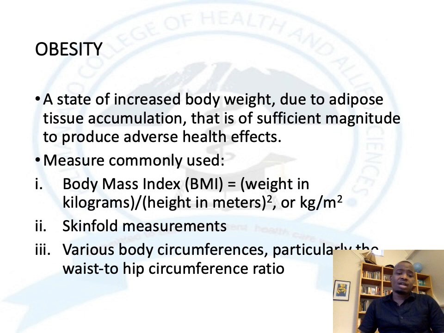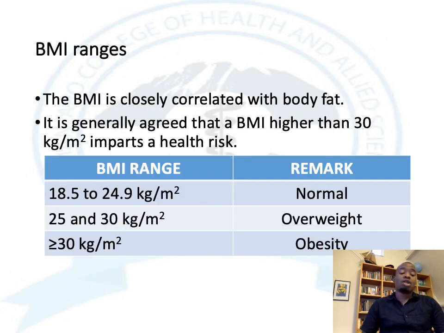Finally, we have another problem related to nutrition, which is called obesity. Obesity is a state of increased body weight due to adipose tissue accumulation of sufficient magnitude to produce adverse health effects. The common measures are BMI, the body mass index, and skinfold measurement, together with various circumferences, particularly the waist-hip circumference ratio. BMI is closely correlated with body fat, and it is generally agreed that a BMI higher than 30 impacts the health of the person.